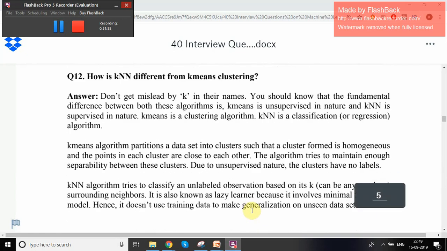How is KNN different from K-means clustering? This is very important, and we already discussed it. Don't get misled by the K in the names. You should know the fundamental difference between both of these algorithms. K-means is unsupervised in nature and KNN is supervised in nature. K-means is a clustering algorithm. KNN is a classification or a regression algorithm.